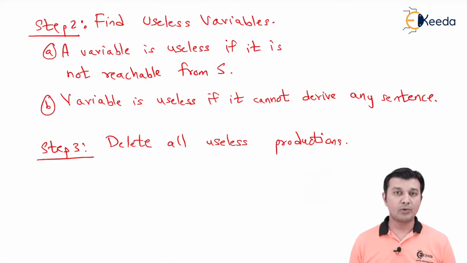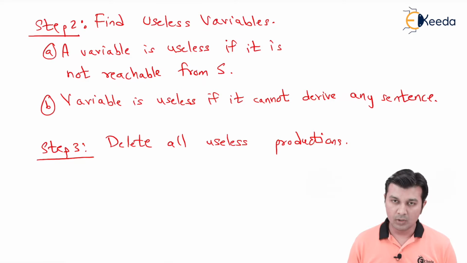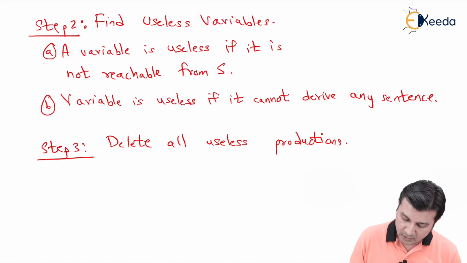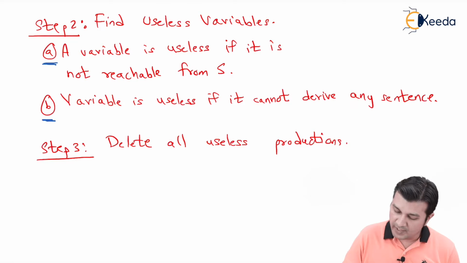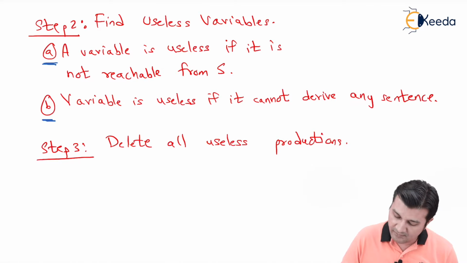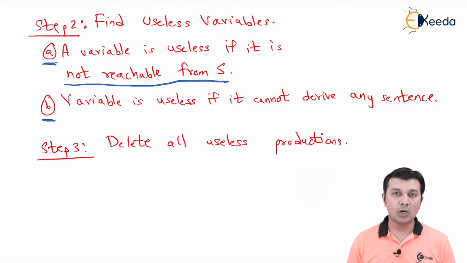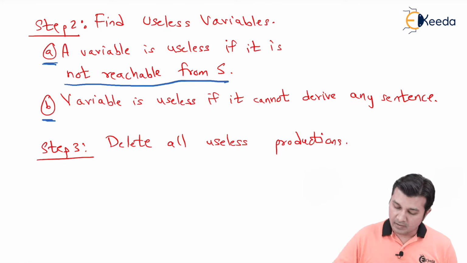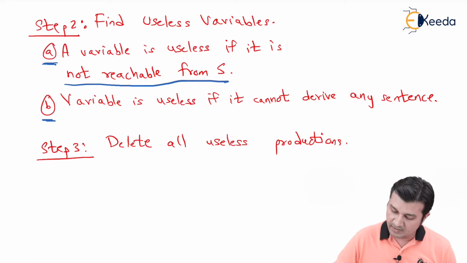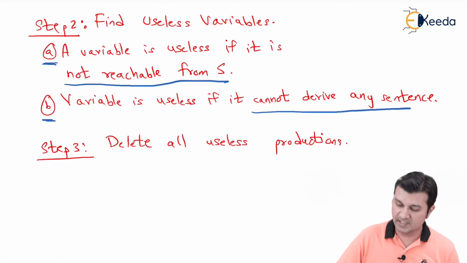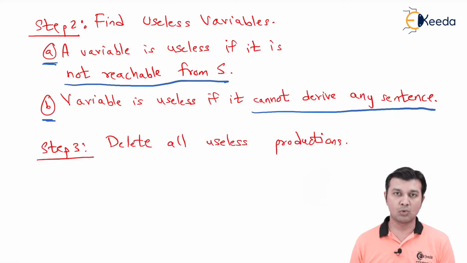Step 2, we have to find the useless variables now. These are the two important things that you have to actually remember. A variable is said to be useless if it is not reachable from the start state. And a variable is said to be useless if it cannot derive any sentence. So if either of the two conditions is true, I say the variable is useless. It should not be reachable from the start state, or it is not capable of deriving any sentence; in either case the variable is useless.